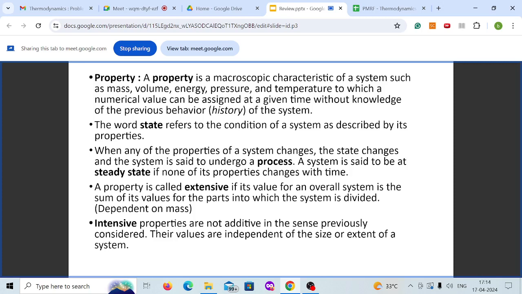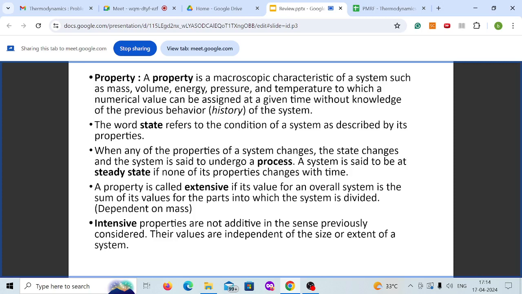For example, suppose you take 1 kg of water. You know the density of water is 1000 kg per meter cube. If you split the water into half or any portion, you will see the density of water will remain the same irrespective of what proportion you are splitting the water into. But if you take mass or volume, it will change. So that is an extensive property, and density is an intensive property.